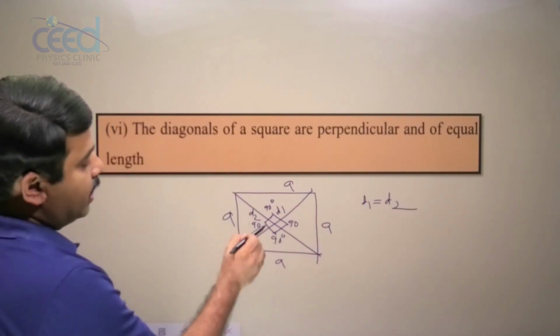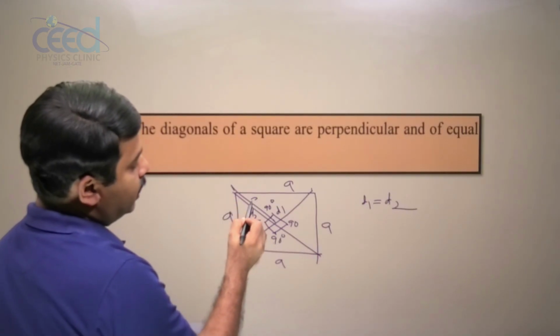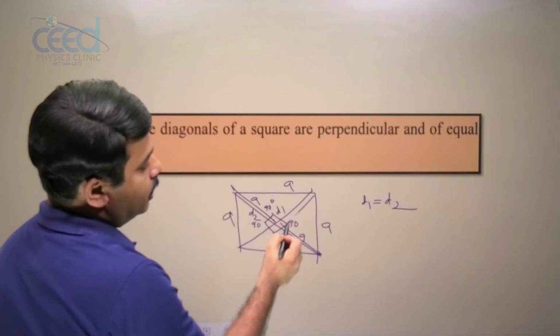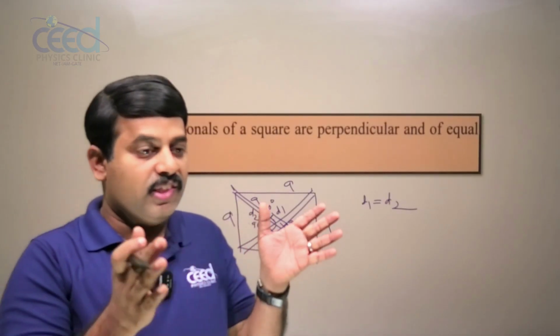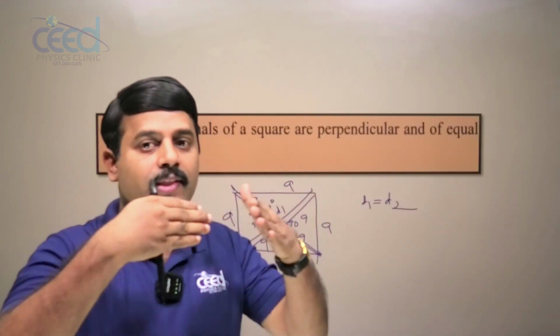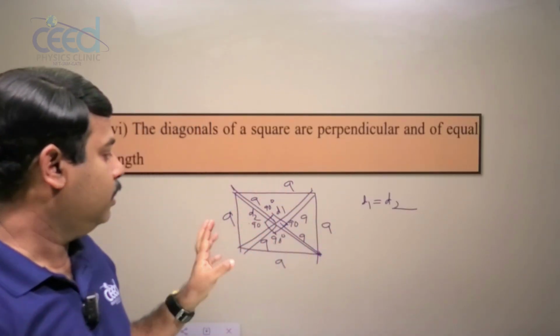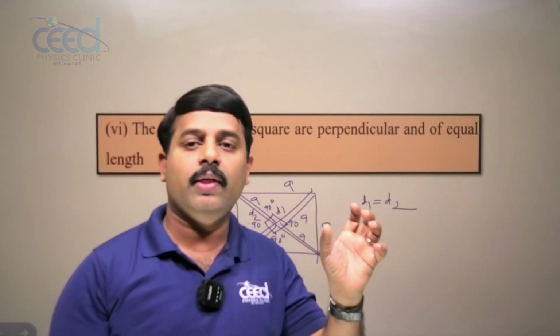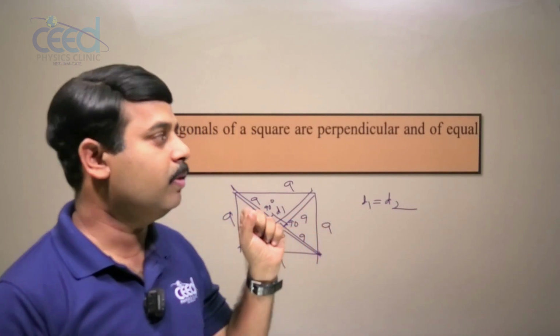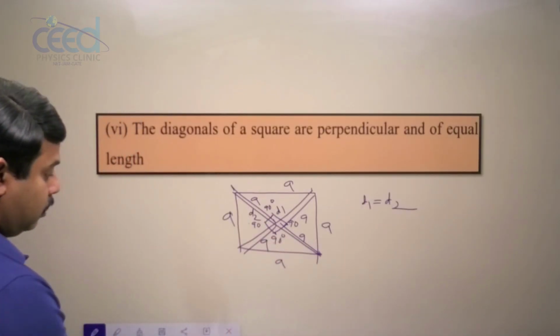And that means this diagonal bisects also. This length is A, this length also A, this length also A, this length also A. That means these diagonals bisect each other, and the angle between them is 90 degrees, that means perpendicular. Alright.